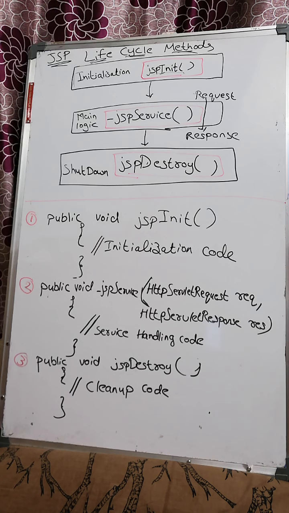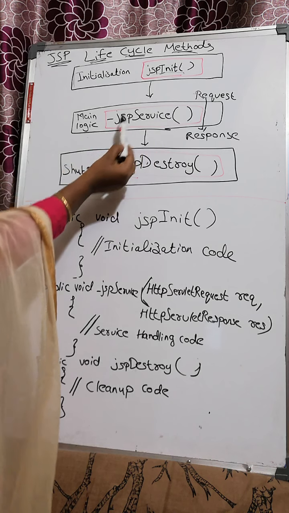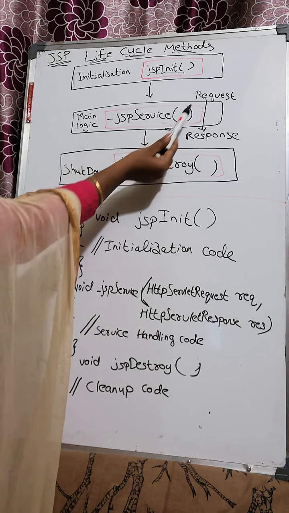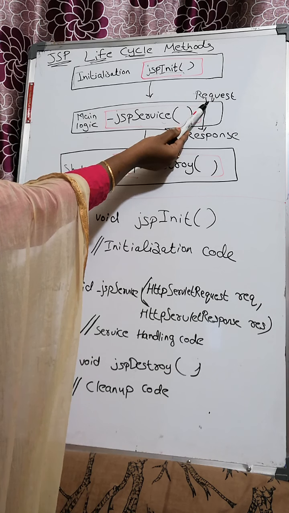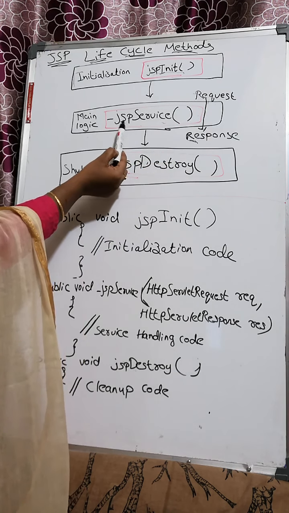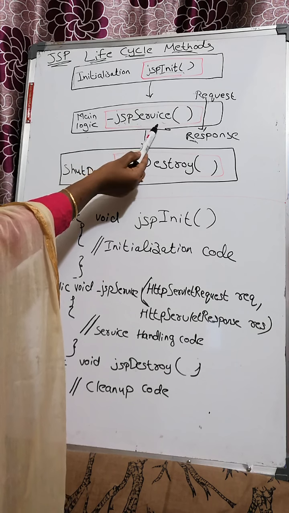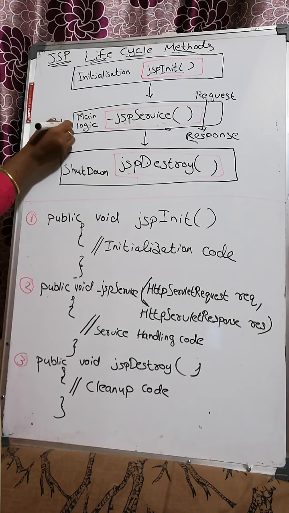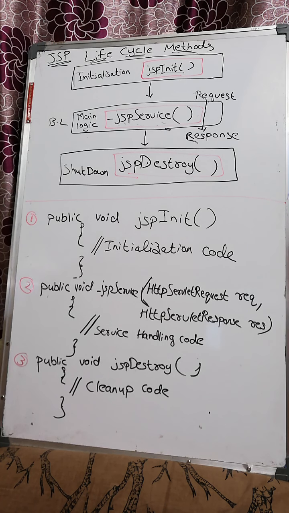Next, after initialization, the next one is the underscore JSP service method, the second one. This JSP service method is going to start once a request comes, and it is going to end once the response gets ready. Here in this underscore JSP service method we are going to put the main business logic, and it has two parameters.